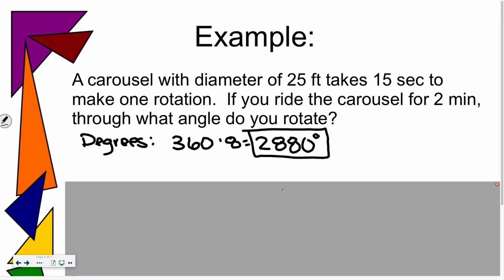Okay. So 15 seconds. I'm going to go around the carousel 4 times in 1 minute. If I go around for 2 minutes, then I'm doing twice that, which would be 8 times.